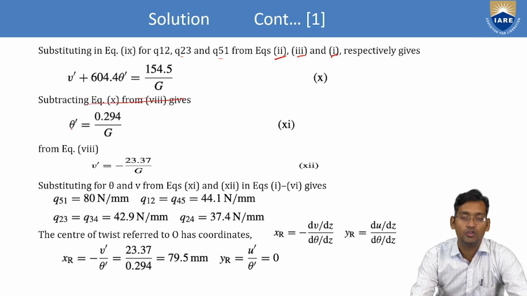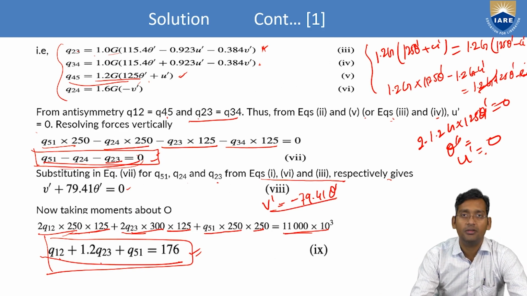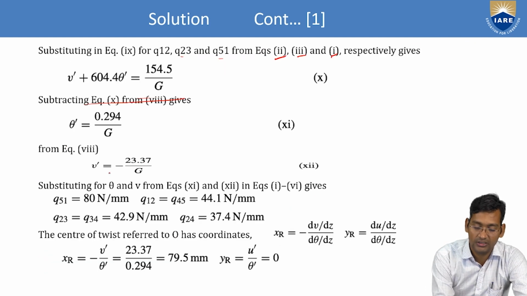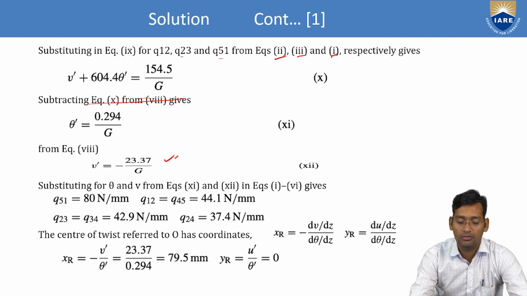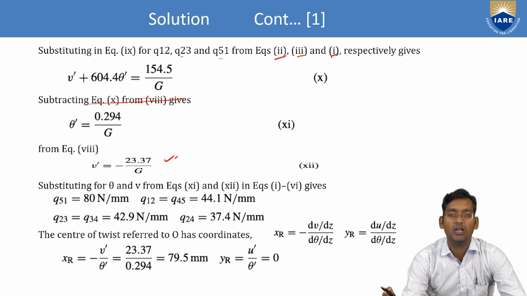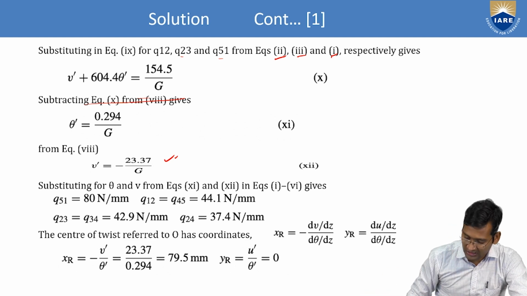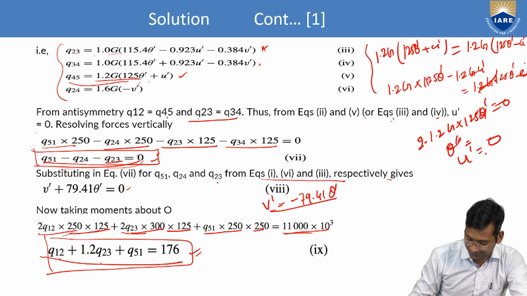So from here, after solving, what you will get? Theta dash as 0.294 by G. Now, once we have the theta dash, substitute here, we'll get the V dash. So, what will be the V dash? V dash is minus 23.37 by G. So, now we have U dash, theta dash, V dash. Okay. Now, just substitute here, right?